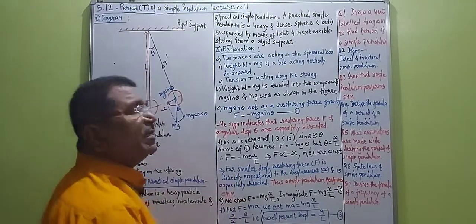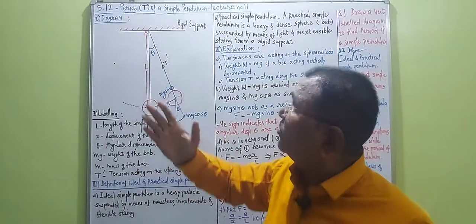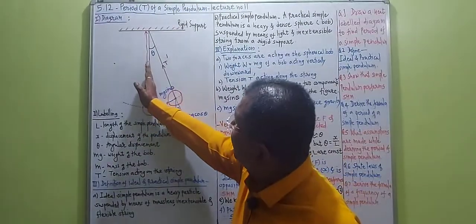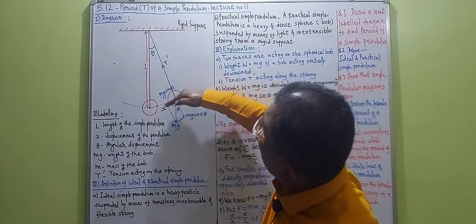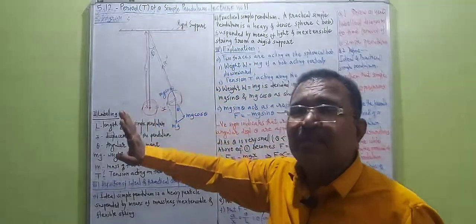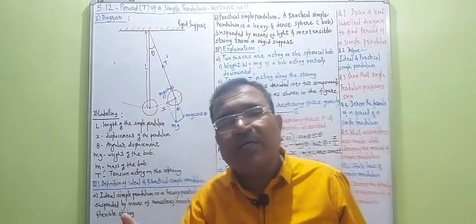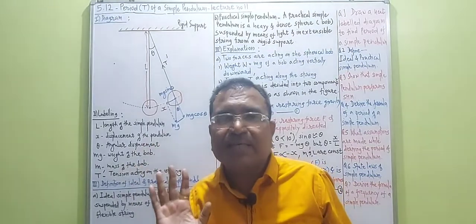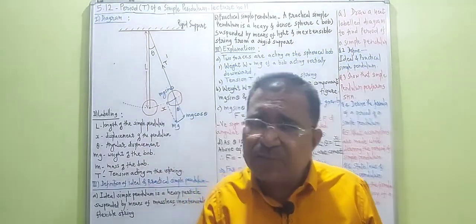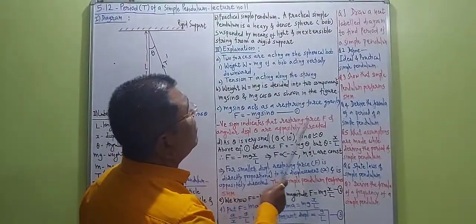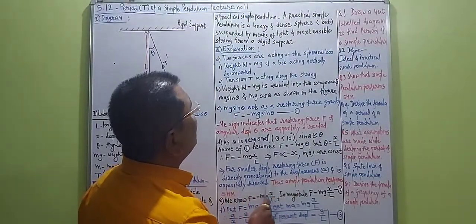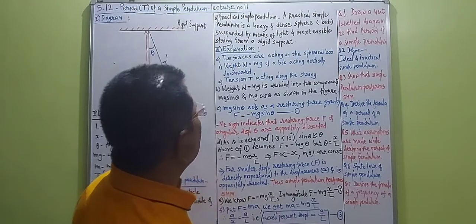What does this negative sign indicate? The negative sign indicates that the angular displacement is from mean to extreme, while the restoring force is directed towards the mean. So the restoring force and angular displacement are oppositely directed. That is the meaning of the negative sign, which I have also written here: the negative sign indicates that restoring force F and angular displacement theta are oppositely directed.